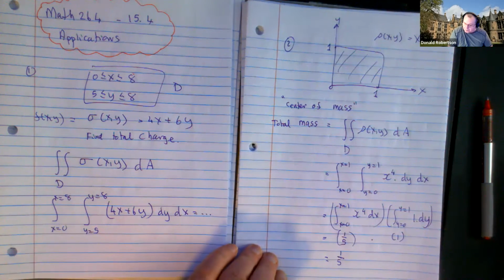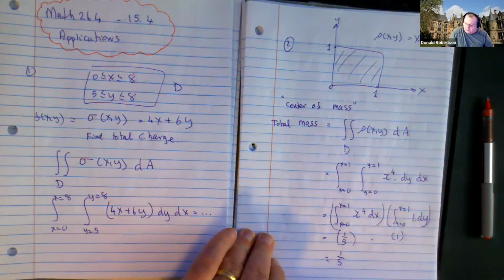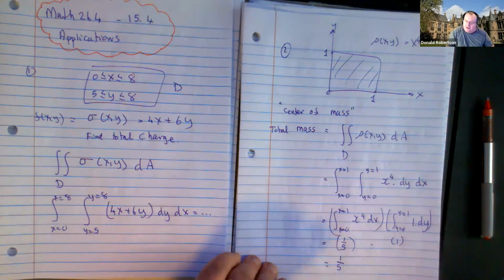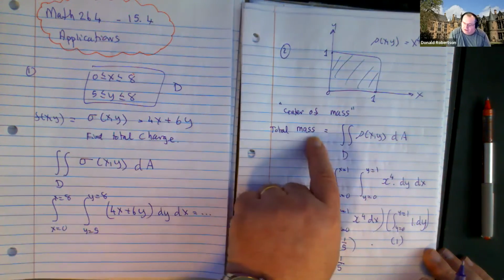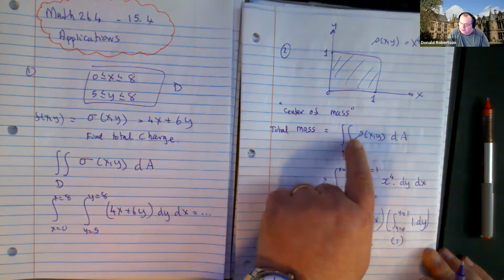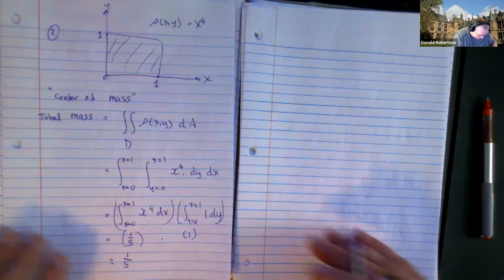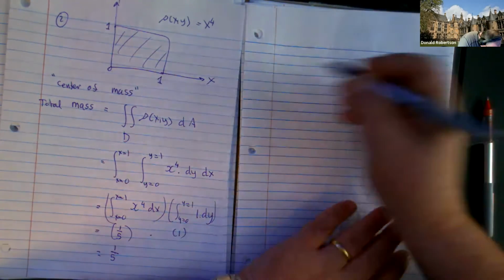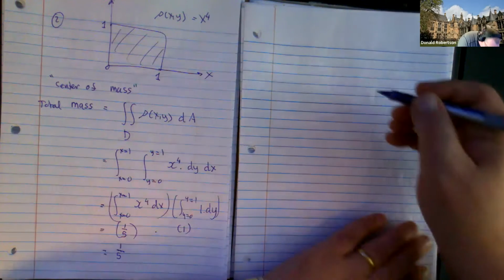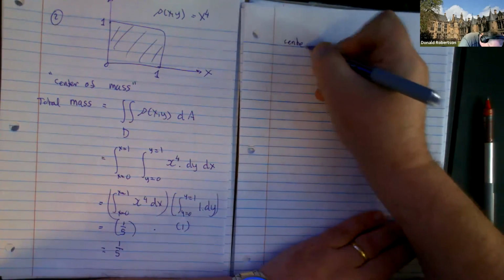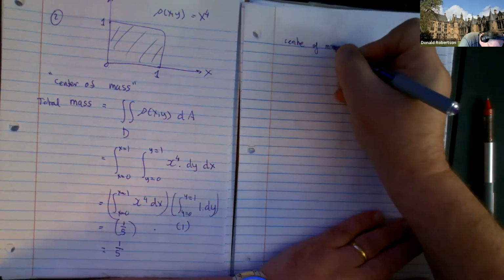No problems, right? Total mass, total charge, total temperature. The minute you see the word total connected to it, it's a double integral of some function, in this case, the density function. Now the new guy. Before I go and show you the formula, let me give you a little rundown of what center of mass is.